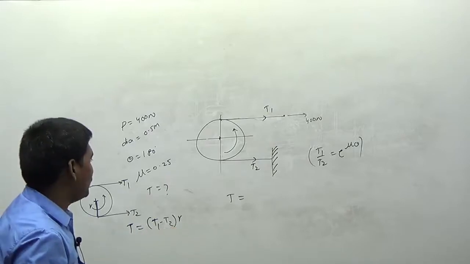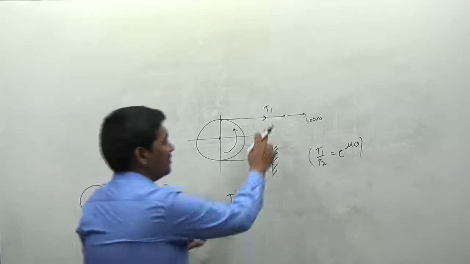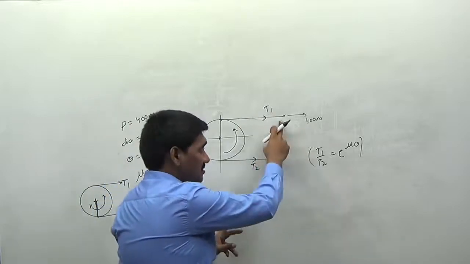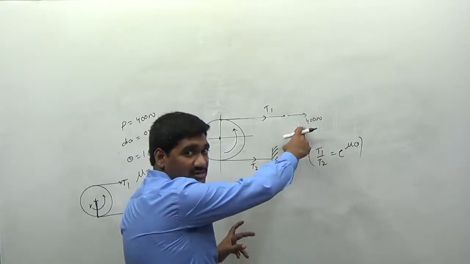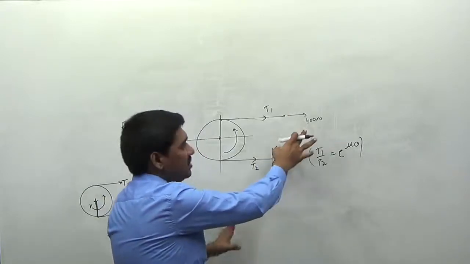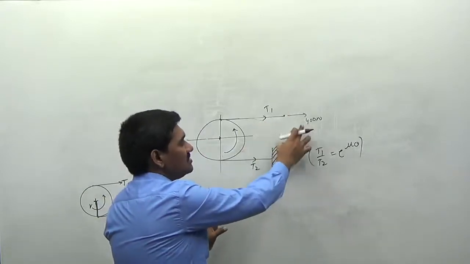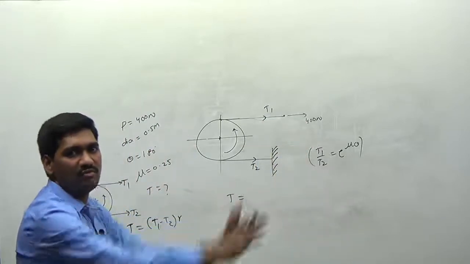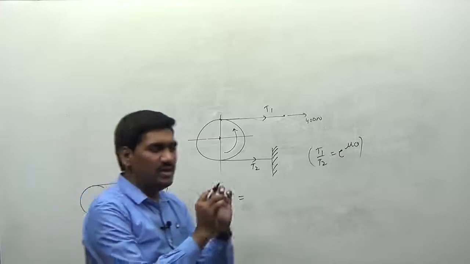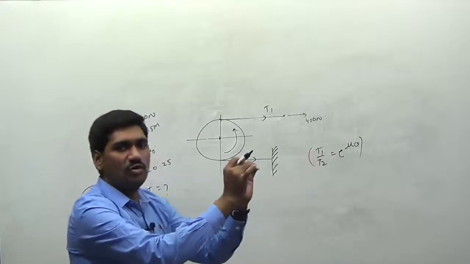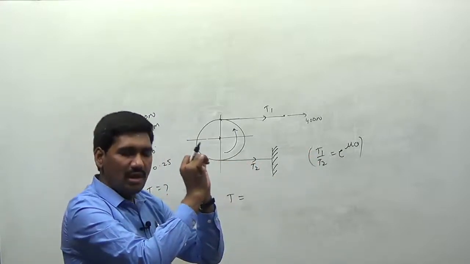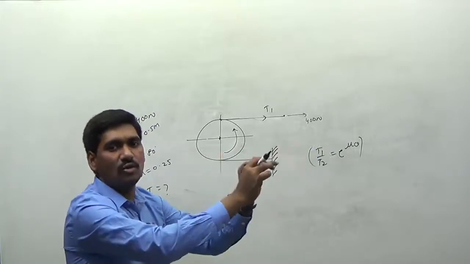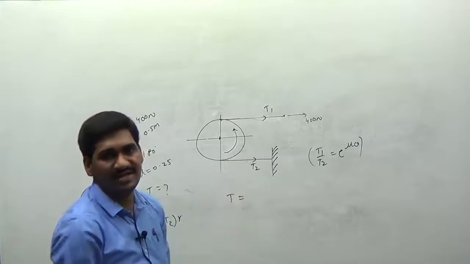How can we get the value of T1? At this side we are applying a force of 400 newtons. That means this is the amount of tension that is developed inside the string. More force means more tension. If you pull a string, whatever the amount of force with which we pull the string, the same amount of force will develop inside the string as a tension.